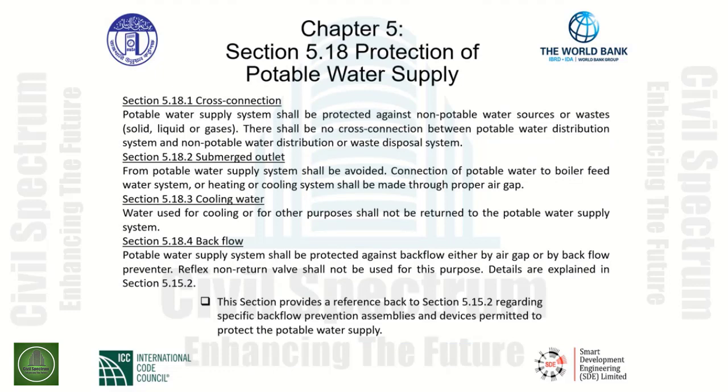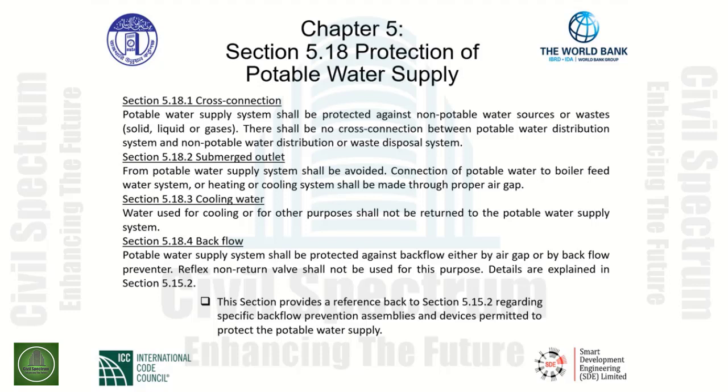Section 5.18, Protection of Potable Water Supply. In Section 5.18.1, potable water systems shall be protected against non-potable water sources or waste, whether they're solid, liquids, or gases. There shall be no cross-connection between potable water distribution system and non-potable water distribution or waste disposal system. This gives us a clear-cut requirement that there is and cannot be any cross-connections.